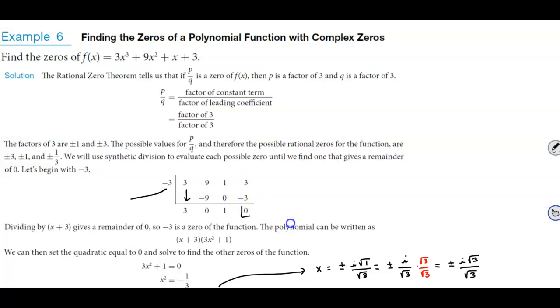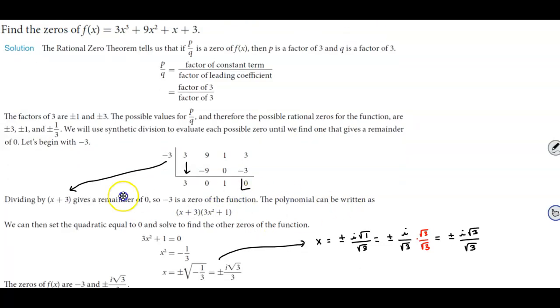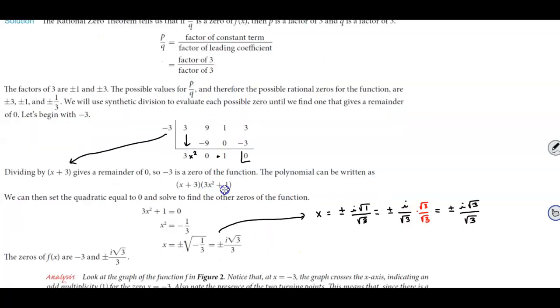And what that tells us is that x plus 3 gives us a remainder of 0. So negative 3 is a zero of the function. So the polynomial can be written as x plus 3, and then what we got for the quotient was 3x squared plus 1. So now we have x plus 3 and 3x squared plus 1. Now if we look at 3x squared plus 1, we can't factor that.